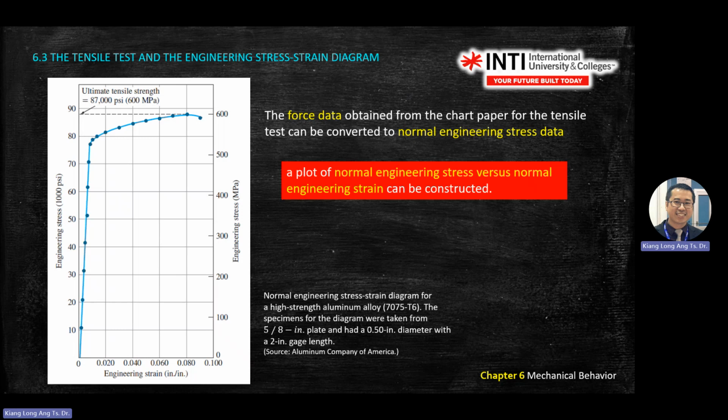This graph has two y-axes. Be careful, don't read the wrong one. The left-hand side is in imperial units, the right-hand side is in SI units, megapascal. The x-axis is in inch over inch, but that doesn't matter. Strain is just a deformation value, so it can be mm over mm, it is still the same, also strain. So just be careful when you do your test. Look carefully, don't use the wrong axis.